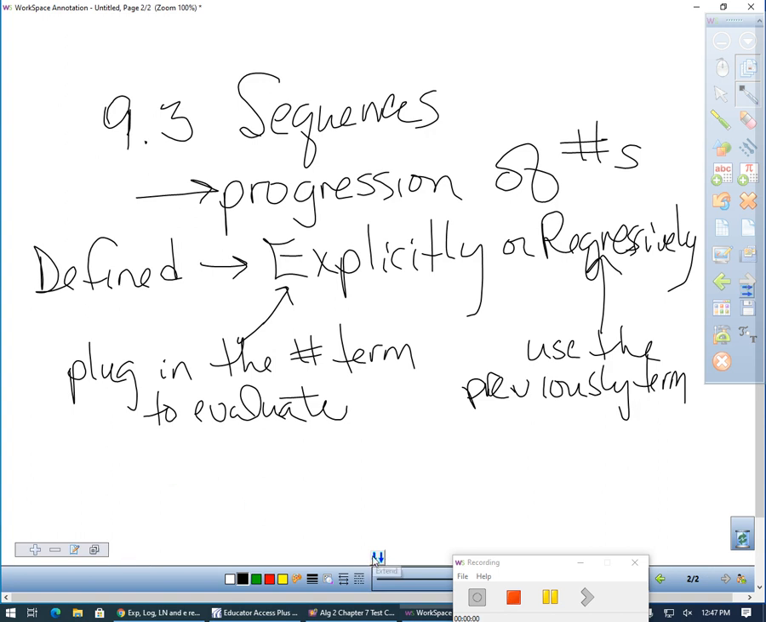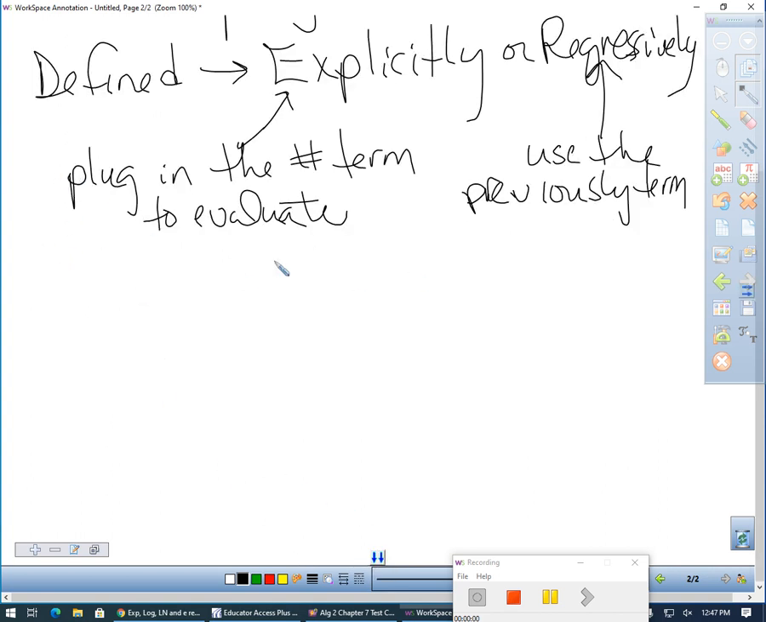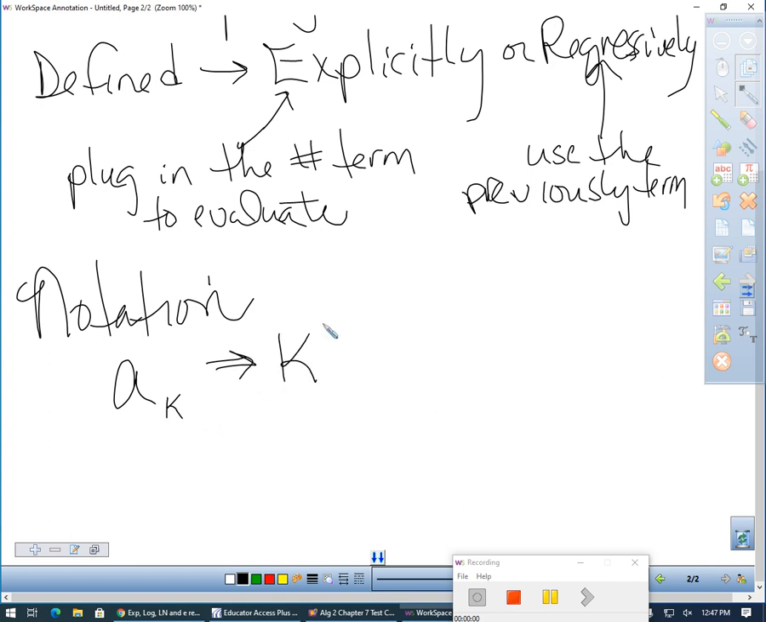Before we get into anything else, we probably should talk about the notation. Honestly, in this section, the notation is the hardest thing to grasp because it looks funny, even though it's not. So let's write notation here. If I have a letter with a little tiny letter at the bottom, like a sub k, all this means is that this represents the kth term. I can say the same thing if I have a sub n. That just means this represents the nth term.